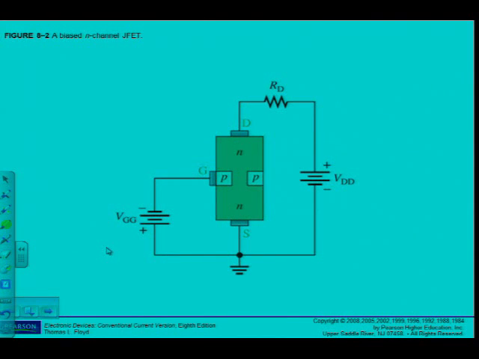The bias: I can see that it's an N channel because it's written there. Here are my voltages, in this case called VDD because I have a drain, so it will cause the drain to source voltage, and the VGG because of the gate. Please note that the gate to source voltage is reverse biased. That is important. And also I can see that it is a voltage controlled device.